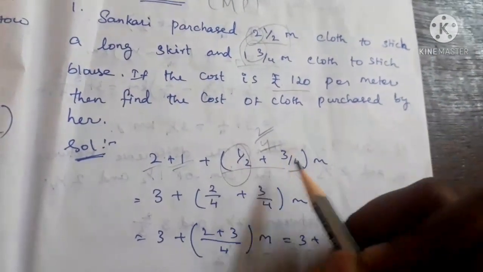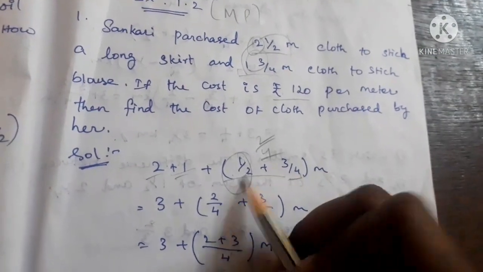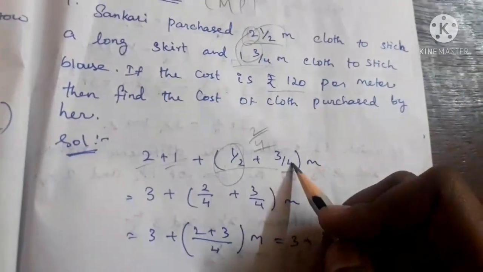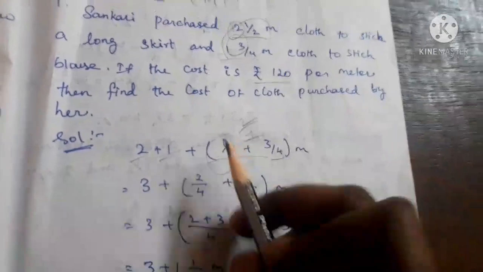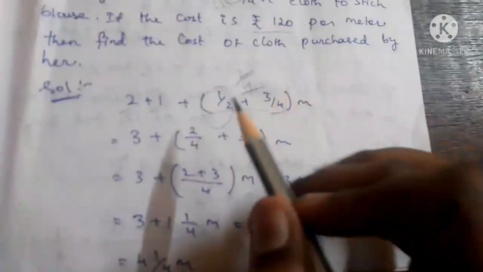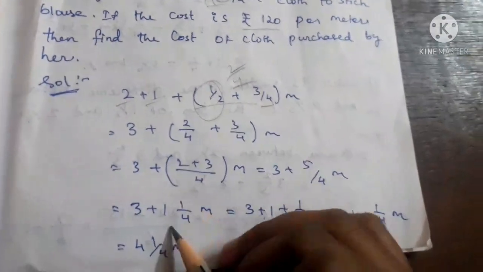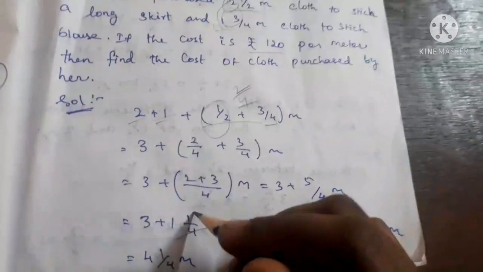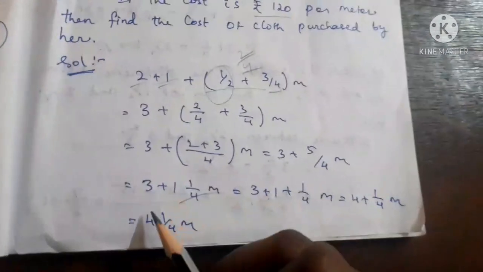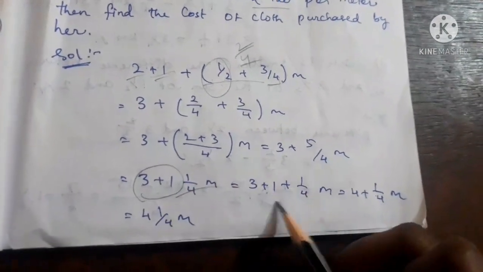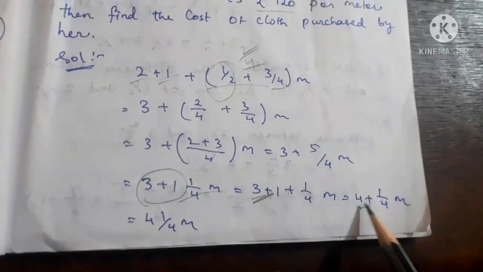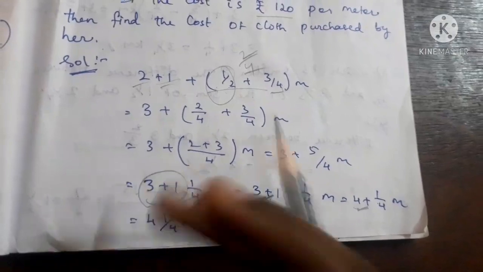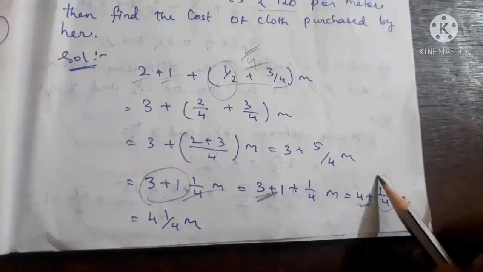Either you should have 2 2 or you should have 4 4. We cannot change 4 as 2, but we can change 2 to 4. So we are changing it and we are getting 1 by 4. Then again we'll add the whole numbers. This 1 and 3 you will add it, then you will put the 1 by 4 there.